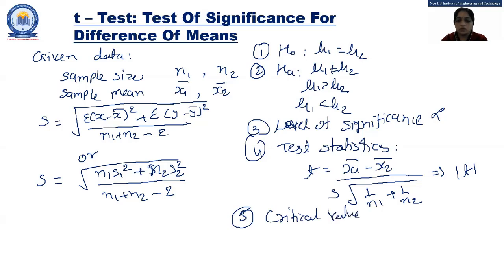Next, fifth, critical value. Critical value T alpha, and for T alpha we want V, and our V is N1 plus N2 minus 2. For this case, T alpha V is our critical value, and the last one is decision. Okay, so let's move to the example for better understanding.